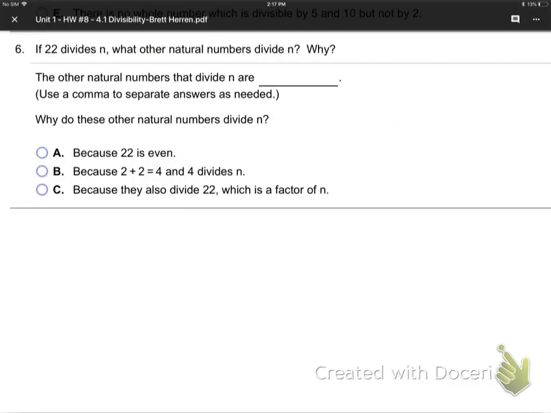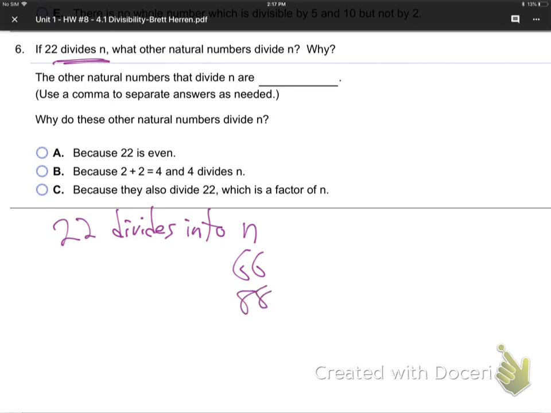So if 22 goes into a number, so they're saying 22 divides into n. So 22 goes into n. So it fits in there. Think about it like a container. That's a good way to think about it. So 22 goes in there. Might be something like 66. 22 goes into 66, right? Or 88, or I don't know what it is, but some bigger number that 22 goes evenly into. That's what it means to divide evenly into.